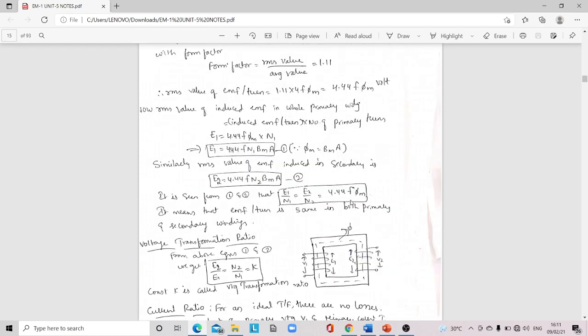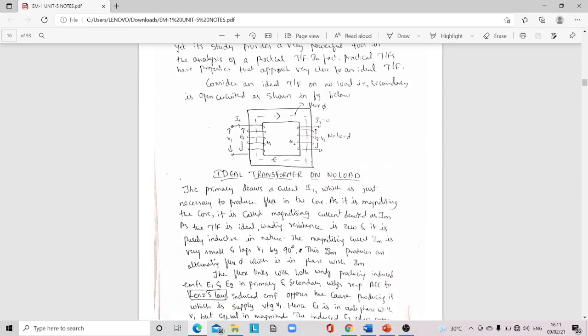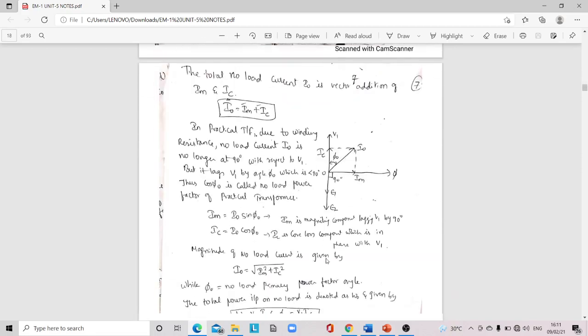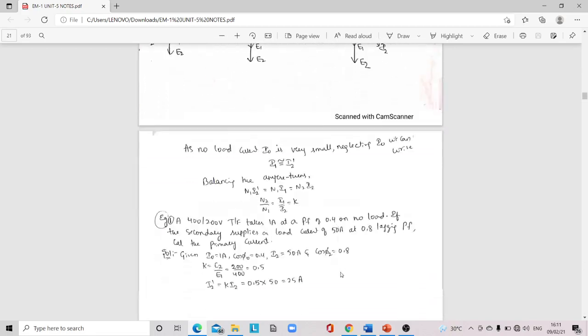So E1 is 4.44 F phi m N1. Because phi m is equal to Bm into A, we are going to get E1 is equal to 4.44 F N1 Bm A. E2 similarly same equation, except that N1 you write here N2. So E1 by N1 is E2 by N2, that is 4.44 F phi m. Voltage transformation ratio, ideal transformer, phasor diagrams we have seen, equivalent circuit.